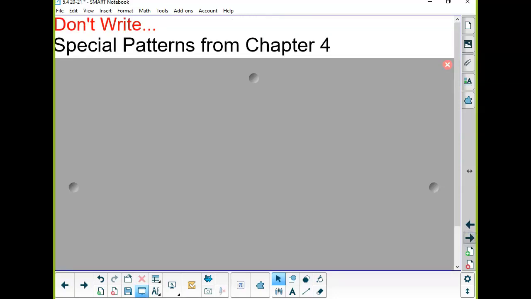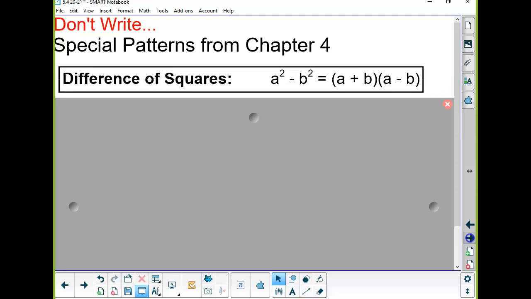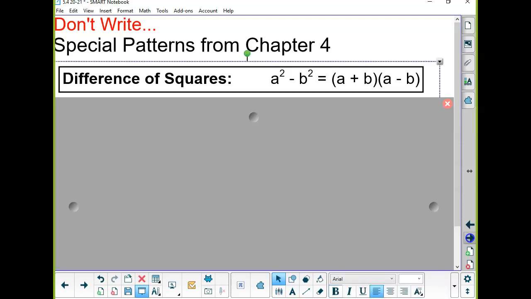Okay. Don't write this. As we hinted, there are special patterns, right? You don't have to memorize them. And we actually did the reverse of this yesterday. Yesterday, or the day before, we said, what if I gave you a plus b times a minus b, and we FOILed it out, and we got that answer? Well, today, we're undoing that, right? If you see a squared minus b squared, then it can be factored. So you can reverse those patterns that you may have noticed from the day before.